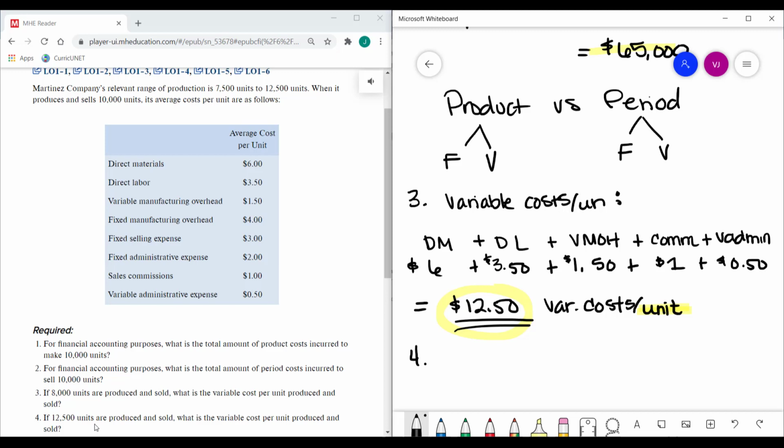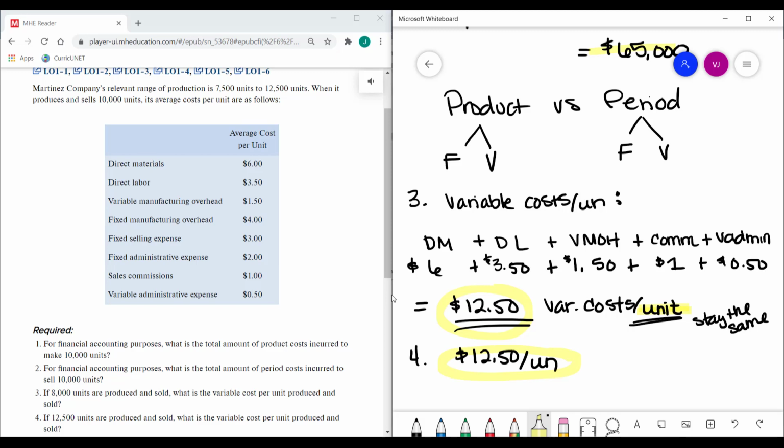Well, guess what? We don't have to do any math for this problem. Because what did we say about variable costs per unit? They stay the same, they stay constant, as long as we're within the relevant range. So whether we produce and sell 8,000 units or produce and sell 12,500 units, that total variable cost per unit will stay the same. So the answer is the same for number 4 as it is for number 3.